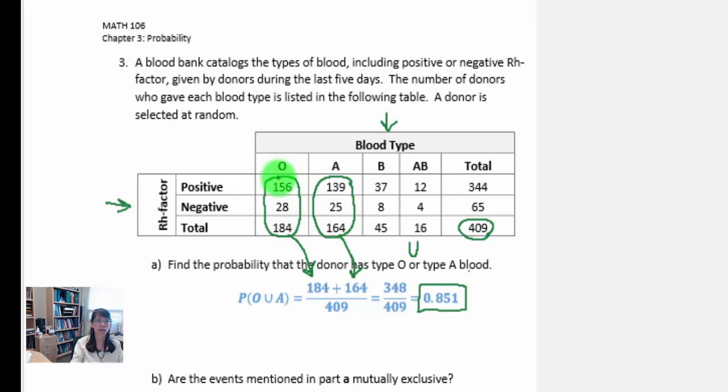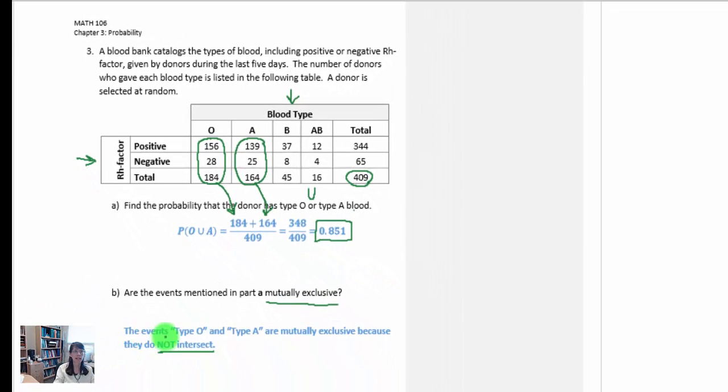156 is only in event O. 28 is also only in event O. 139 is only in event A, and 25 is only in event A. Since none of the measurements are shared, we do have mutually exclusive events. The events type O and type A are mutually exclusive because they do not intersect or they do not share any of their measurements.